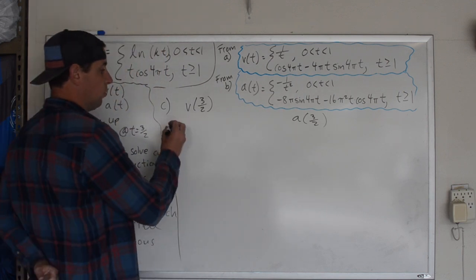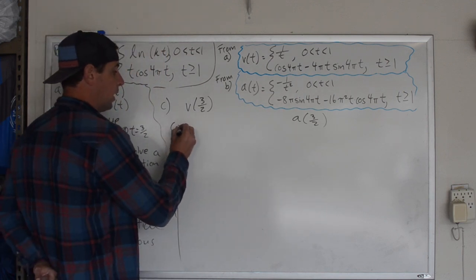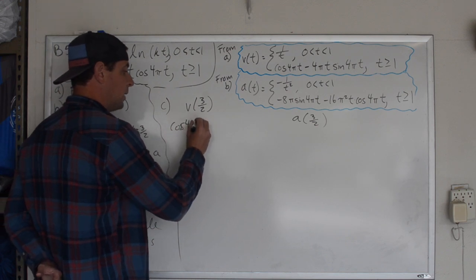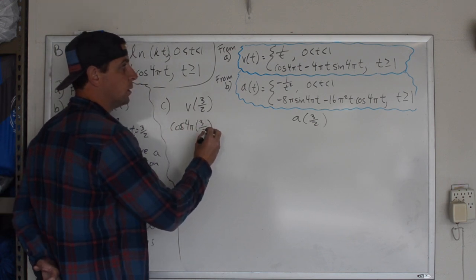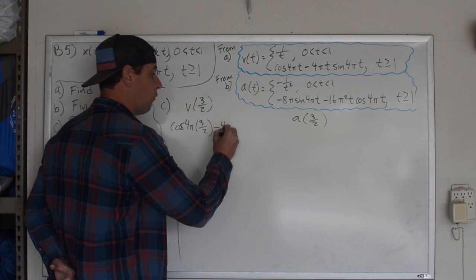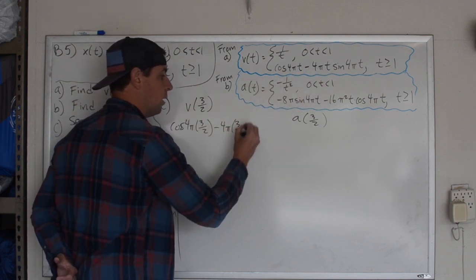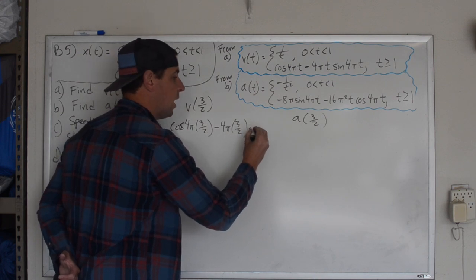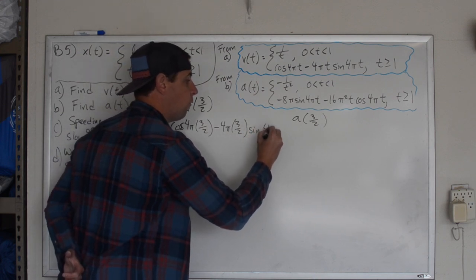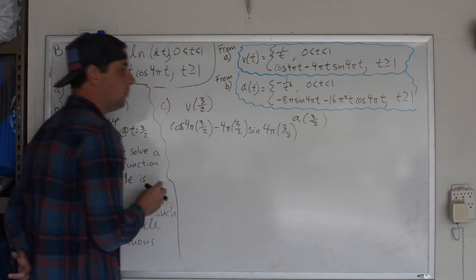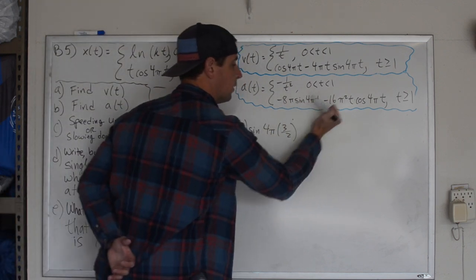And so that's going to be cosine of 4 pi times 3/2 minus 4 pi times 3/2 times sine of 4 pi times 3/2. I'm going to erase this for now just so we're not confused.